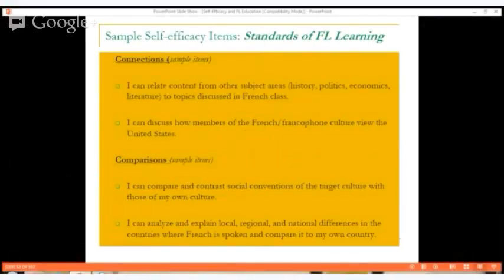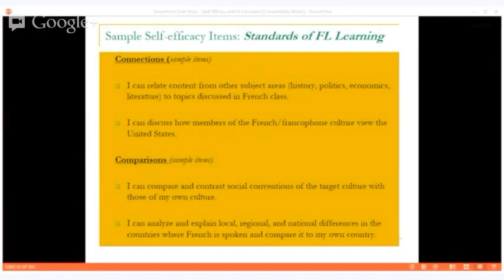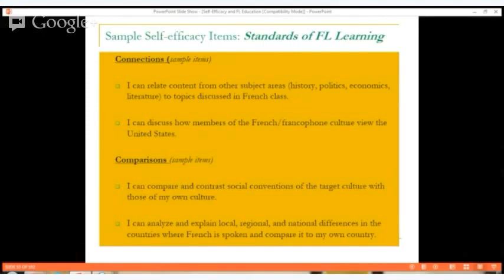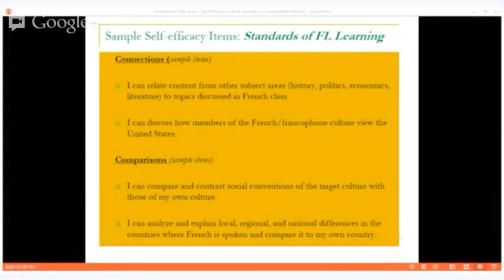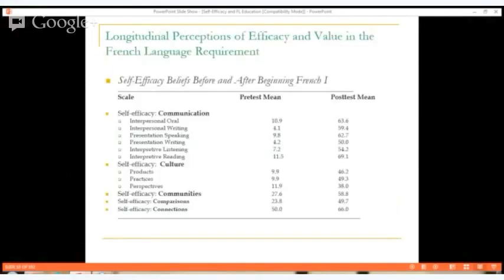Connections: I can relate content from other subject areas to those discussed in class. I can discuss how members of the French culture view the United States. I can compare and contrast social conventions of the target culture with those of my own. I can analyze and explain local, regional, and national differences in the countries where French is spoken and compare it to my own country. So those are just some sample items. The survey itself was actually quite long. I think there may have been over 100 items.